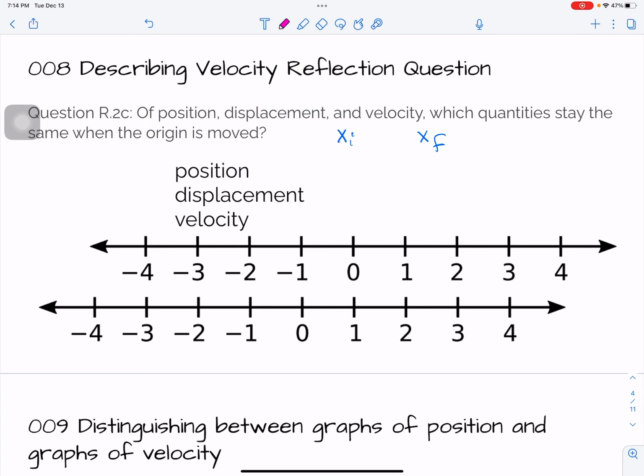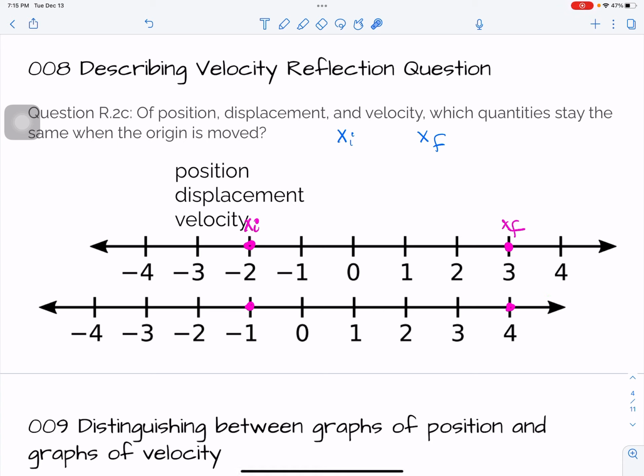I'm going to sneeze, I'm sorry. Excuse me. So I'm going to say that this is my x initial. I'm putting it on two different number lines, but they're going to be the same point in space. And then this will be my x final. So x initial and x final. I'm putting them on two different number lines, but we're going to say that these are the same point in space. I know that they are above each other, and that's just so you can see mathematically what I'm doing.